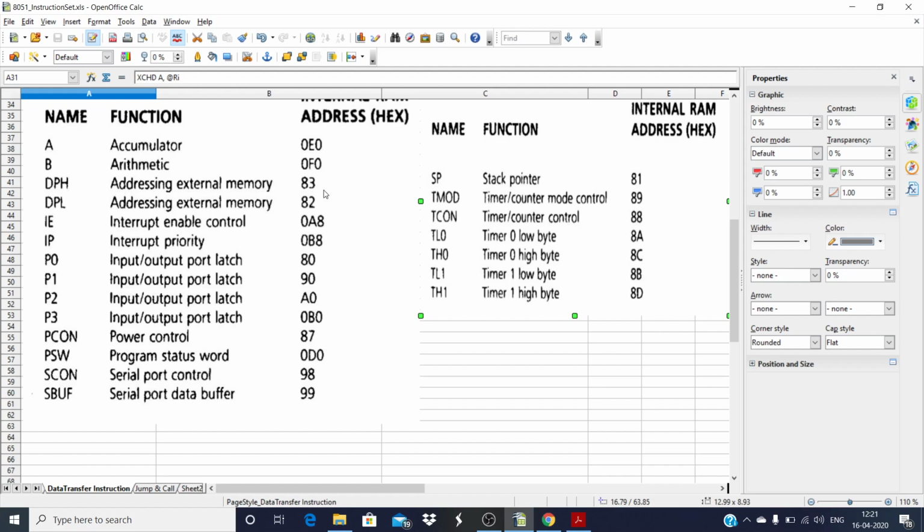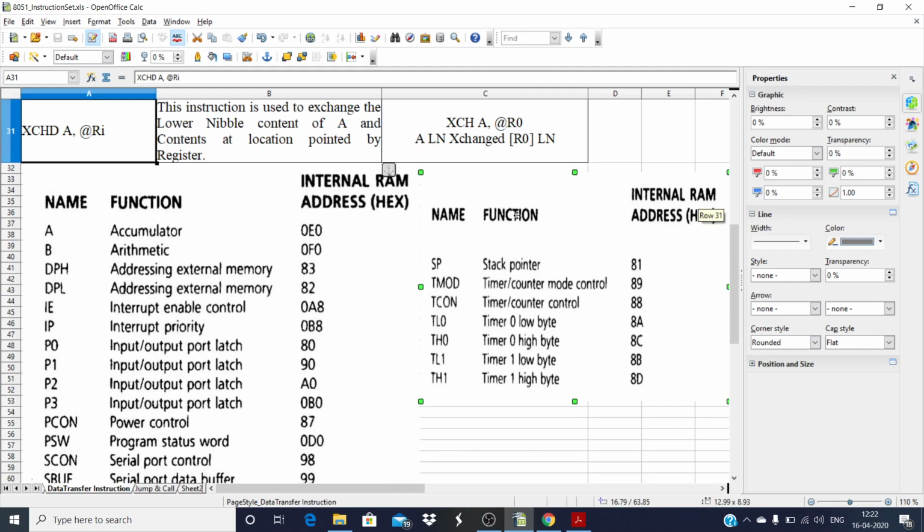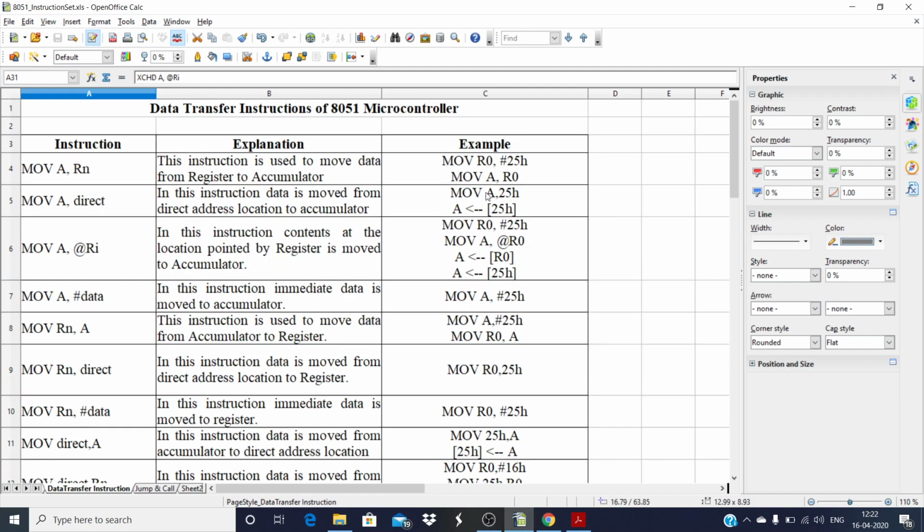Okay, so in this lecture in some of the examples I will write the address or I will write the name. It means the same thing. Okay, so we'll start the lecture. So this was all about SFR. We'll start the lecture.